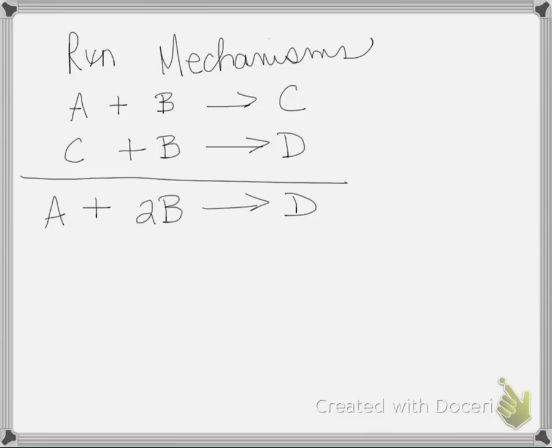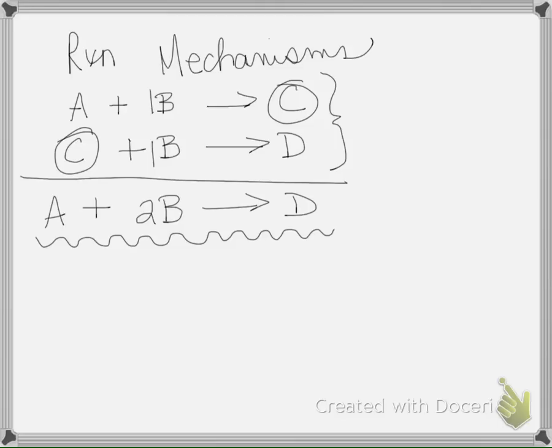Do you guys see how you take the A plus B makes C and C plus B makes D? Do you see how those add up to give you this that we have at the bottom? Do you see that these C's cancel out? And B's, since they're the same thing, they add together to give us two of them. Does that make sense? Kind of, sort of?